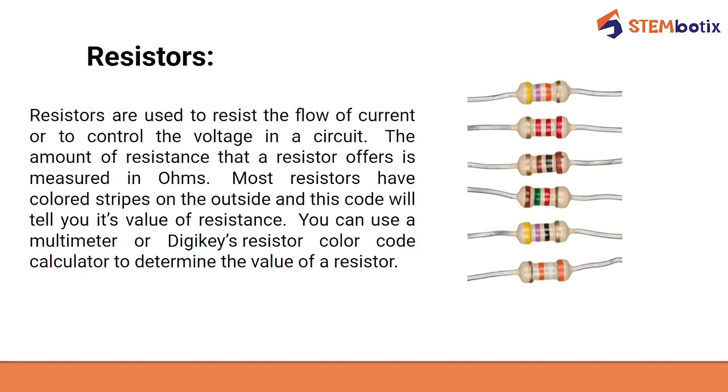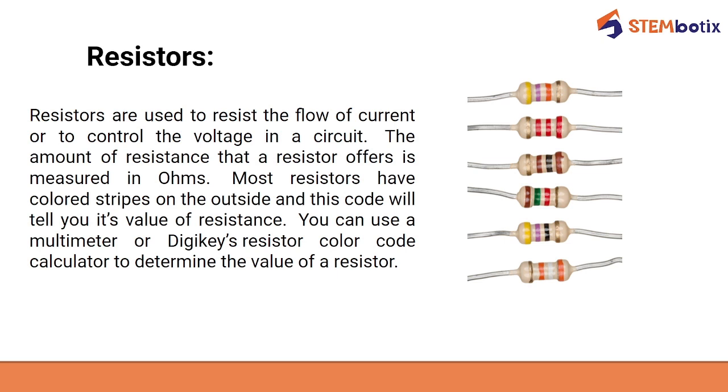Then after we have resistors. So the resistors are also a passive electronic component. Resistors are used to resist the flow of current or to control the voltage in a circuit. So the main function of any resistor is to resist the flow of current or to control the voltage in a circuit. The amount of resistance that a resistor offers is measured in ohms.